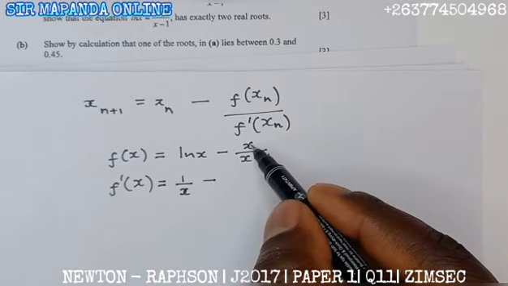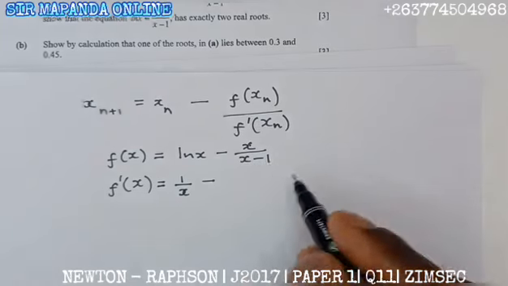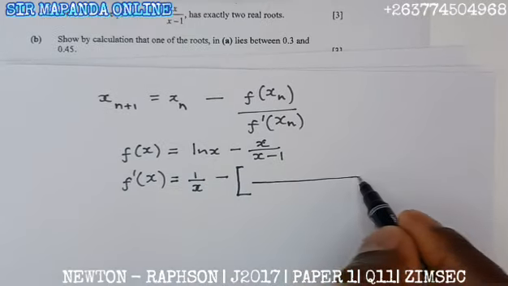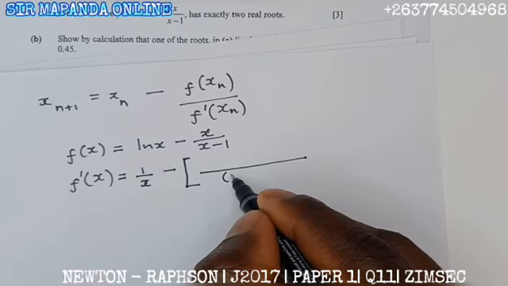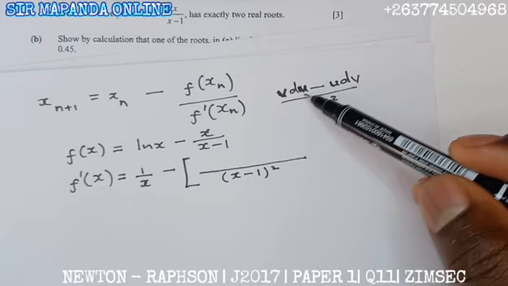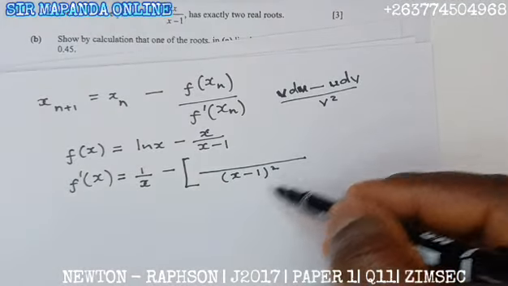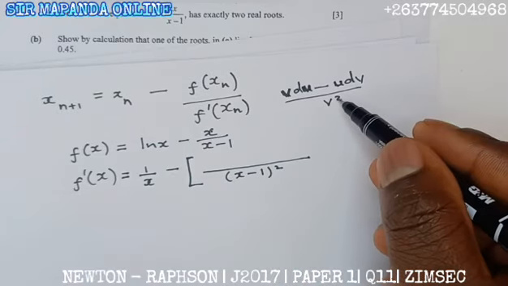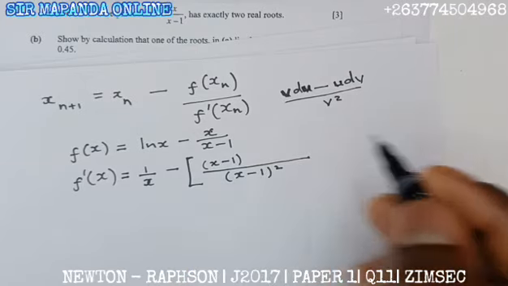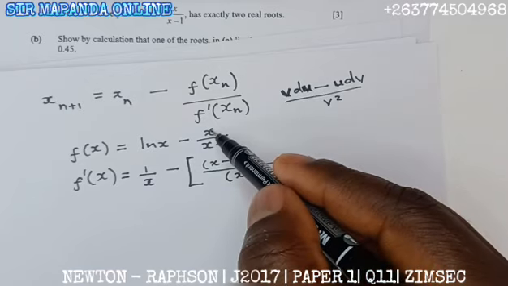Then derivative of x divided by x minus 1, you can make use of the quotient rule. So you are saying x minus 1 squared. Remember, the formula for quotient is v du minus u dv over v squared. So x minus 1 squared is your v squared. Then you write x minus 1 is your v. You put dot product.